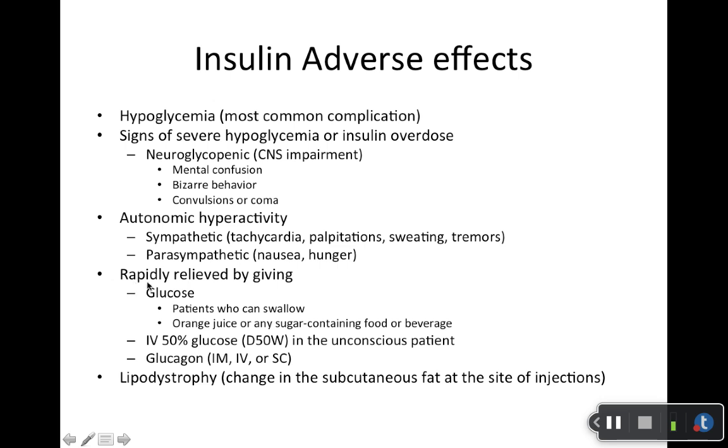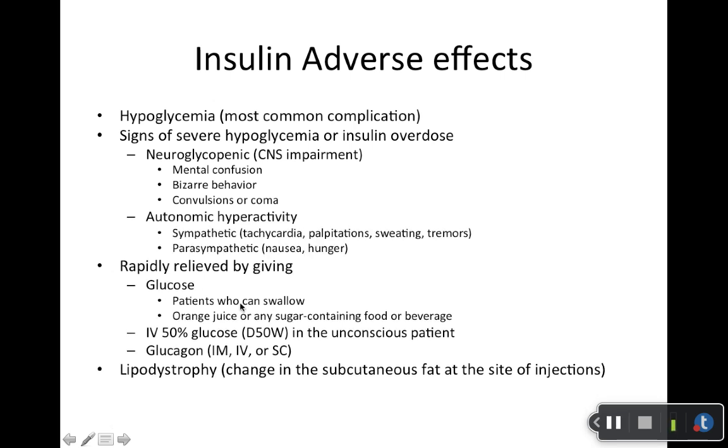And the good thing is that the hypoglycemia can be rapidly relieved by giving glucose. And so they have oral glucose, but they also have IV. So D50W is going to be maybe prescribed. And then they make a glucagon, which we'll talk about more in detail in a little bit. But anyways, the hypoglycemia can be relieved.